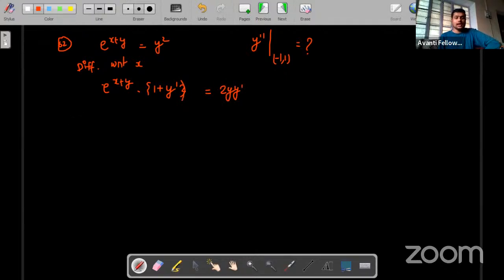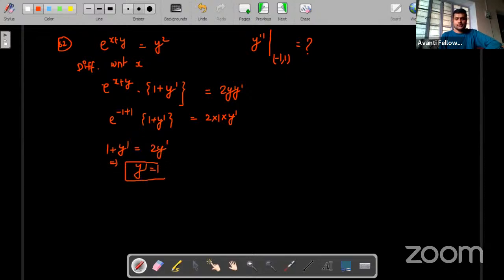Clear? Now I'm also putting the point in directly. The point is (-1, 1), meaning x is minus 1 and y is 1. So e to the power minus 1 plus 1 into 1 plus y dash is equal to 2 into 1 into y dash. We get e to the power 0, which is 1. So 1 plus y dash is equal to 2y dash, and here we get y dash equal to 1. Clear? With this information, we are going to find the double differentiation.